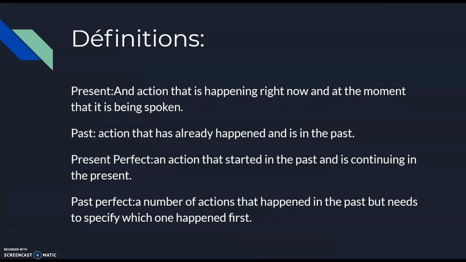The definitions of all of them. Present is an action that is happening right now, at the moment that is being spoken. Past is an action that has already happened and is in the past. Present perfect is an action that started in the past and is continuing in the present. It has to be one action. It can't be two different actions happening in the past. Past perfect is a number of actions that happened in the past, but you need to specify which one happened first.